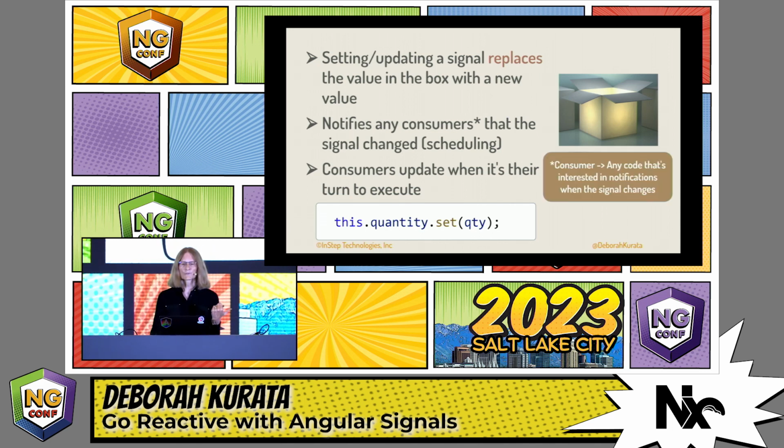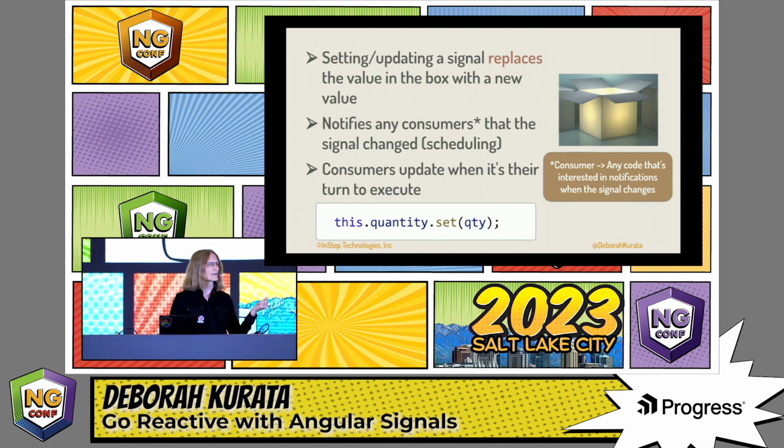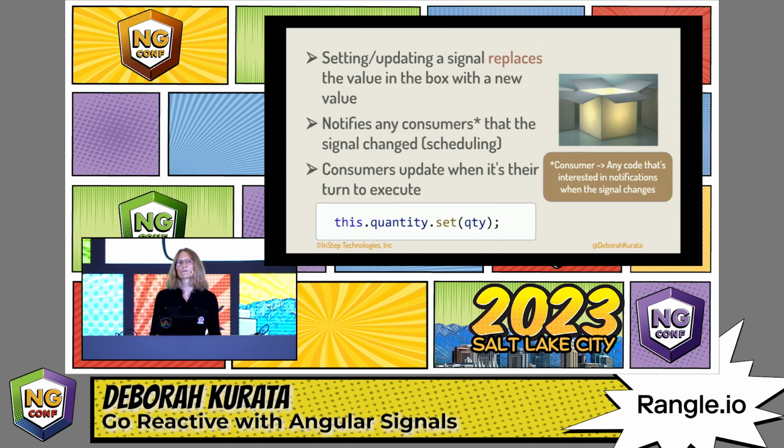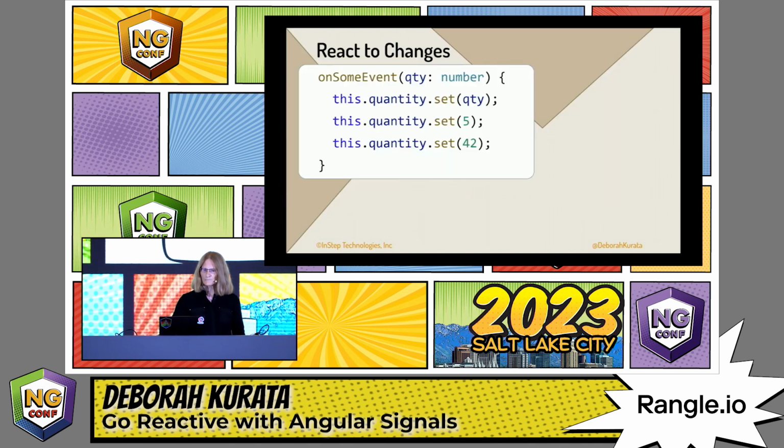And by consumers here, I mean any code that's interested in getting those notifications when the signal changed. And how, again, do they subscribe to these notifications? Simply by reading the signal. So as soon as you've read the signal, you're saying, hey, not only do I want the current value, but I want to be notified when it's changed.